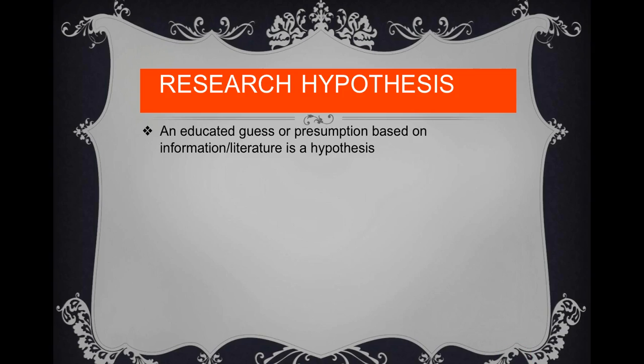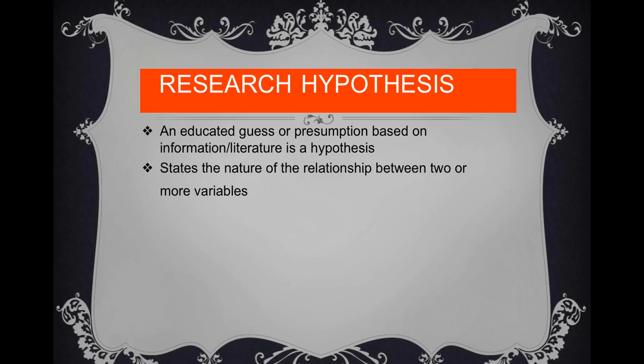Now, a hypothesis is an educated guess that you make before you do an experiment, before you do research. And it articulates the relationship between two or more variables. We will talk about independent variables and dependent variables today. And what you're doing with the hypothesis is you're predicting the research outcome.